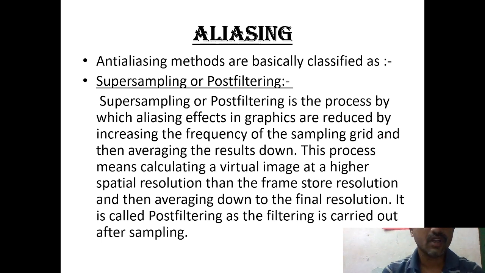So this process means calculating a virtual image at a higher spatial resolution than the frame store resolution and then averaging down to the final resolution. It is called post filtering, as the filtering is carried out after sampling. Based on the virtual image, we can identify how to draw the image and assign particular areas. In that way it is called super sampling or post filtering.